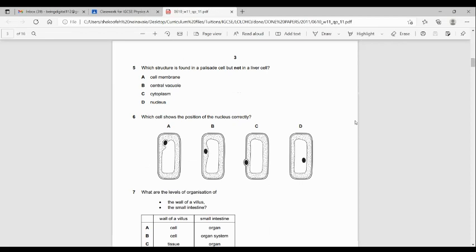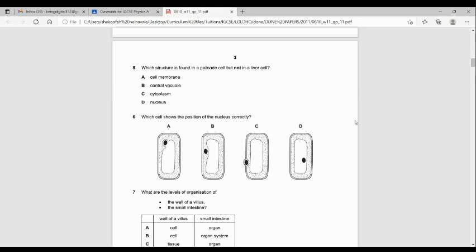Question number 5. Which structure is found in a palisade cell but not in a liver cell? A palisade cell is an example of a plant cell. A liver cell is an example of an animal cell, because the liver is one of the organs in the animal body, but of course plants don't have any liver. So now I read the question again: which structure is found in a plant cell but not in an animal cell? Cell membrane, both of them have.